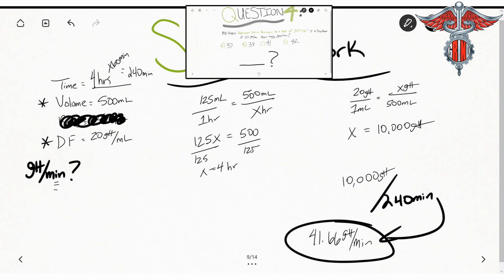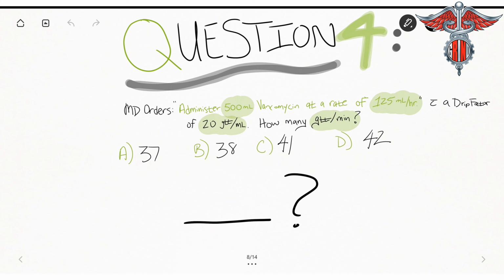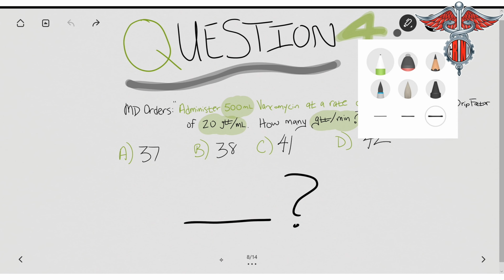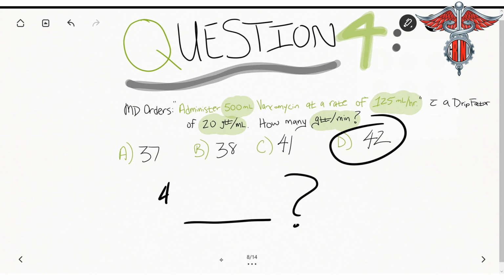And let's remember from our previous kind of question, these are actual drops. So it cannot have 41.66 drops. You have to either round down or up. And since it's 41.6, we're going to round up to 42. And here we can see 42 is an option. It's D. So 42 drops per minute is the answer to our question. I hope this is starting to make sense, guys.